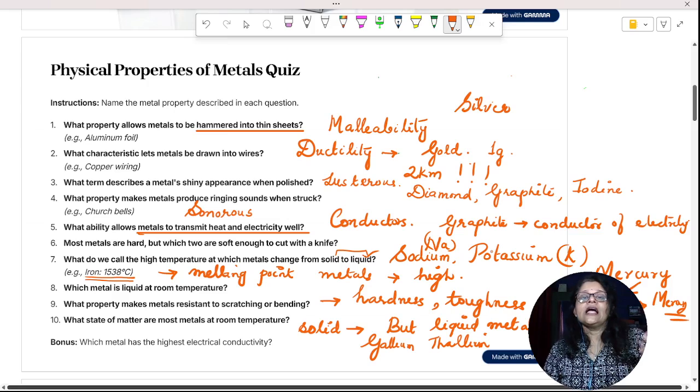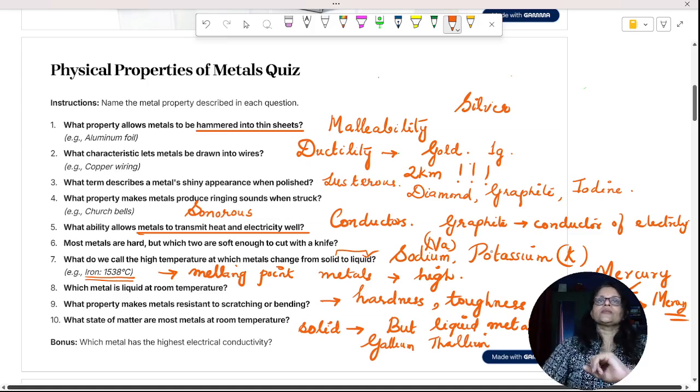which is an allotrope of carbon. Carbon is found in three major forms like coal, graphite, and also diamond. And diamond is the hardest substance, and that is a non-metal. Okay, so these were the properties.